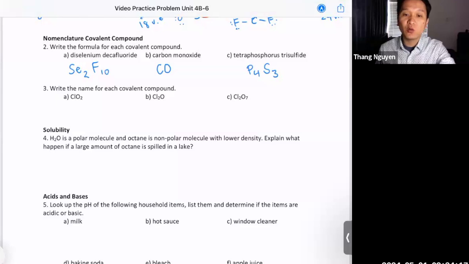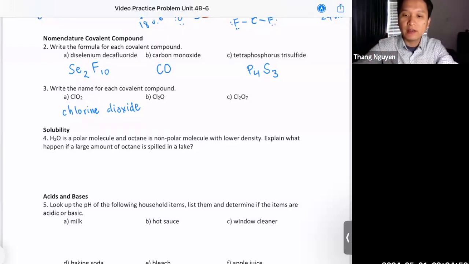Number 3, it says to write the name for each covalent compound. So this is the opposite of number 2. We know that the first one is chlorine, so we just say its name, chlorine. And the second element there, O2, means there's 2 oxygens. So we say chlorine dioxide.